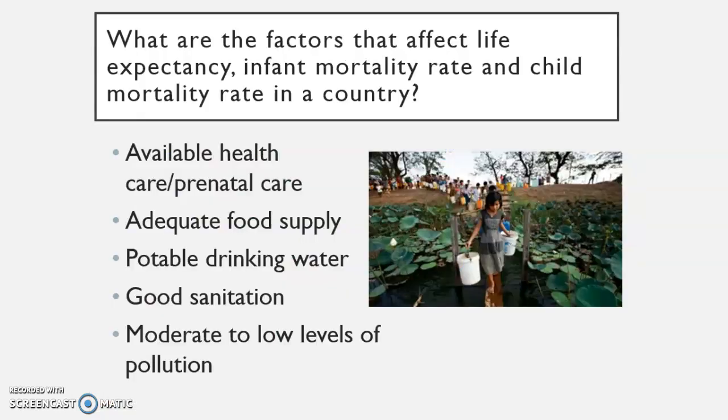So what can affect the mortality rate and child mortality rate in a country? All the things you can imagine that affect people's health. Health and prenatal care, adequate food security, nutrition, potable drinking water, good sanitation, and moderate to low levels of pollution, so people can live healthy lives.